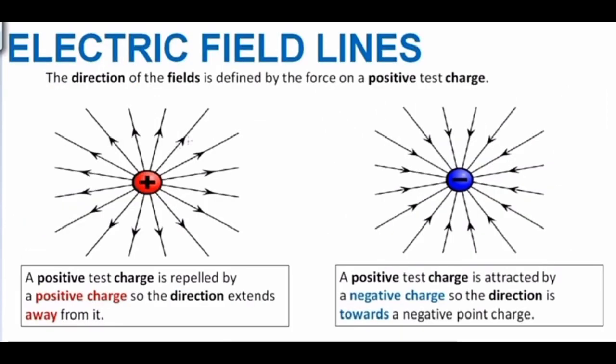So next, electric field lines. The direction of the field is defined by the force on a positive test charge. So pagka positive siya, like in the first picture, the direction of electric field ay outwards, meaning nagre-repel siya. A positive test charge is repelled by a positive charge, so the direction extends away from it. Kung positive ang given na charge, ang ating test charge ay palaging positive. The tendency ay magre-repel sila.